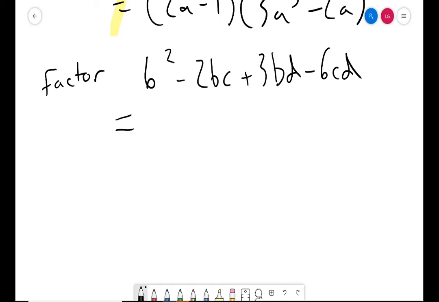So the first thing here is to recognize this as one. It has 4 terms, so grouping may be relevant. What I want to do is actually do this in 2 different ways. So I'm going to take the first 2 terms. What do they have in common? They have a b. Second 2 terms, what do they have in common? They have a 2d.